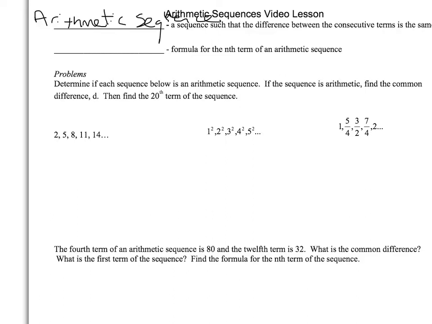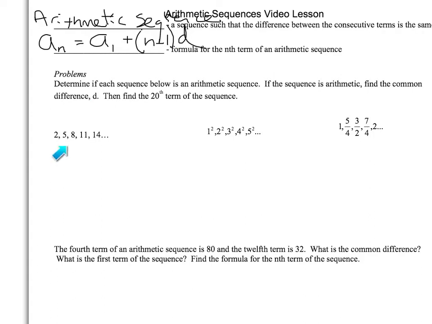There is a formula we use to find a certain term in the sequence, and that formula is an equals the first term, a1, plus n minus 1 times d. The d stands for how you get from one term to the next, whether you add or subtract a certain amount. Determine if each sequence below is arithmetic. If it's arithmetic, find the common difference, which is that d value. Also find the 20th term.